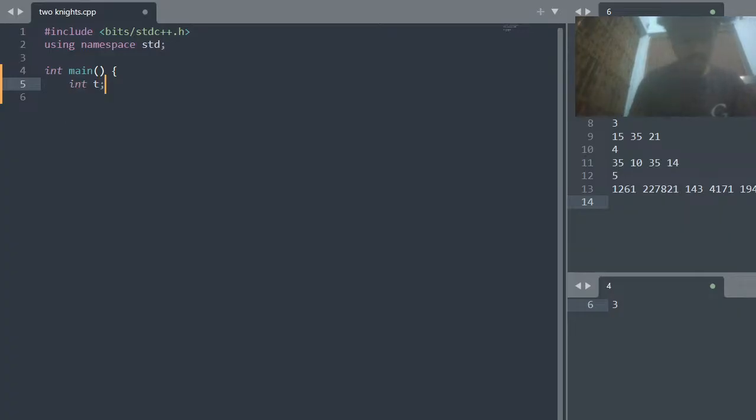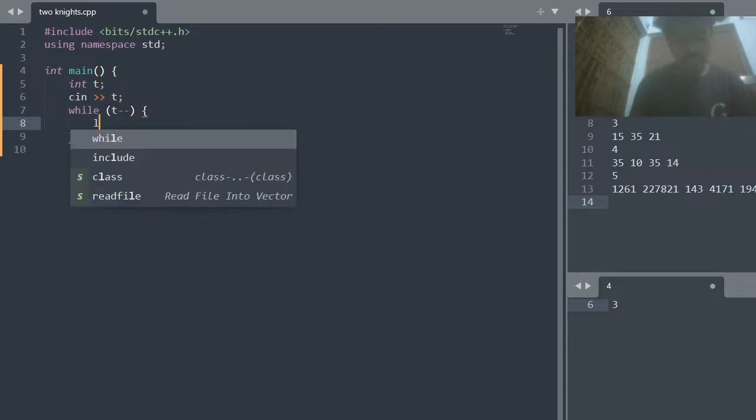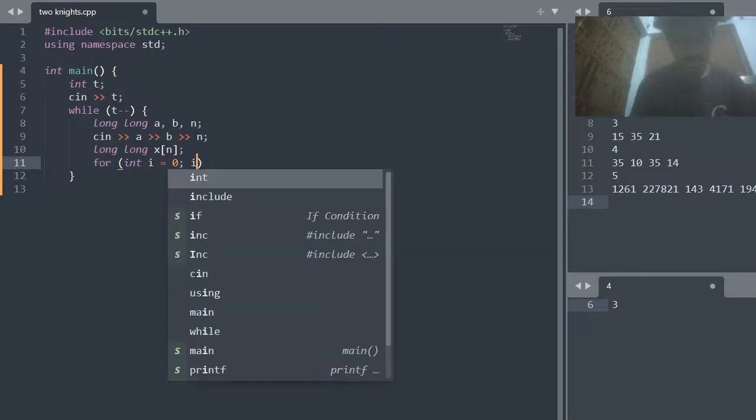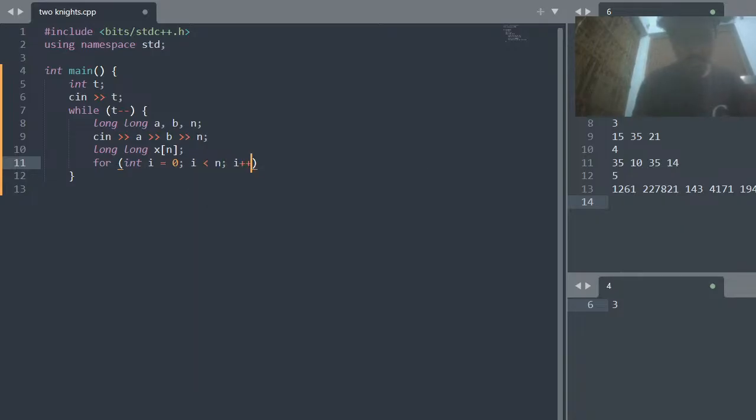So like int t, right, and then cin t, right, and then while, then a, b, n le lete hain, long a, b, n, right, cin x n, right, then loop laga dete hain, for int i equal to 0, i less than n, i plus plus, right, n lagaiye, then cin x i kar dete hain, right.